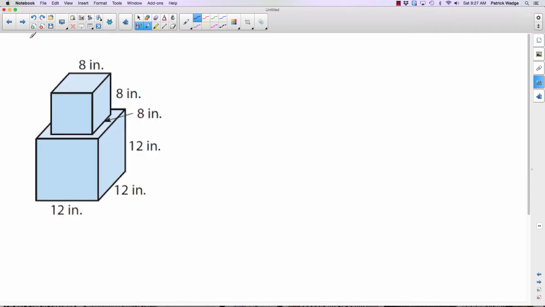Okay, let's go on to these ones. We're going to do 3 total. All right, so we want the surface area of this. We've got 2 cubes sitting one on top of each other.